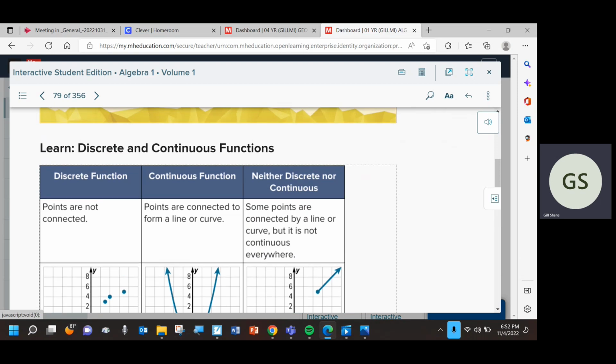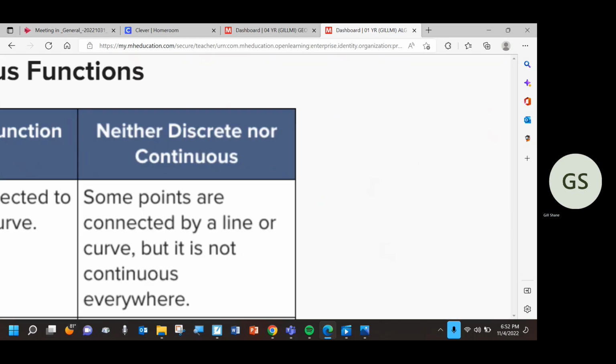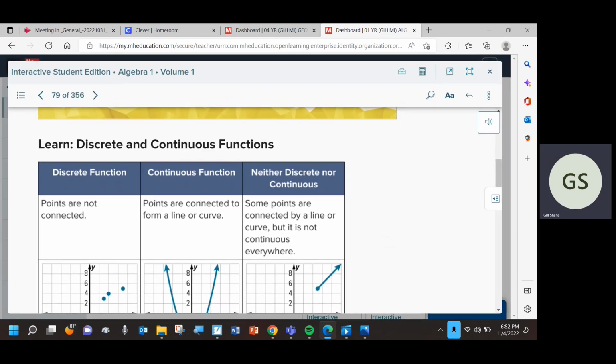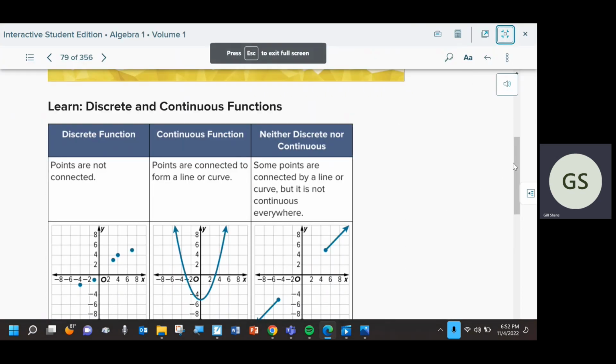I don't understand why I cannot zoom in or out. I guess I can only zoom. Let me see if I can show more of this.